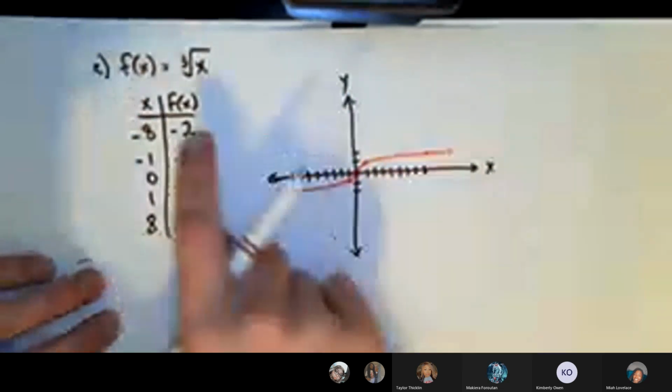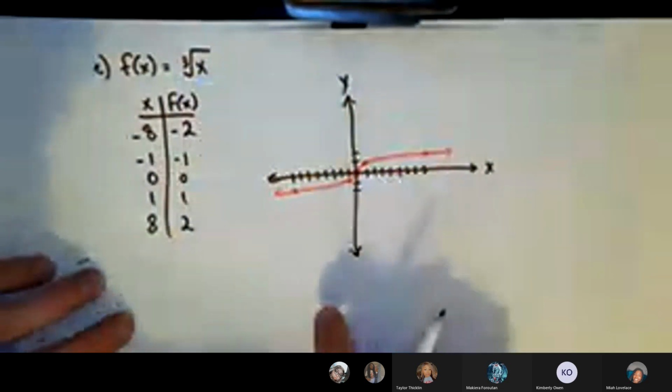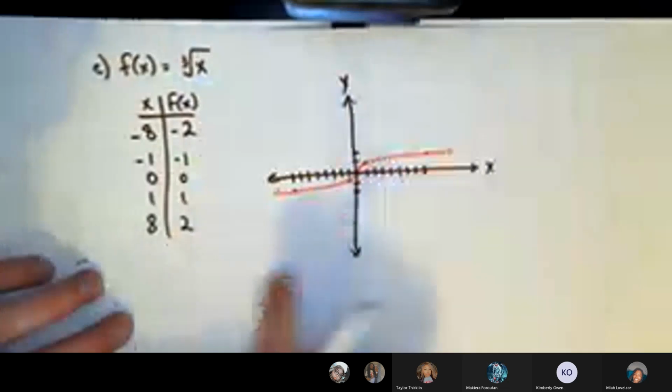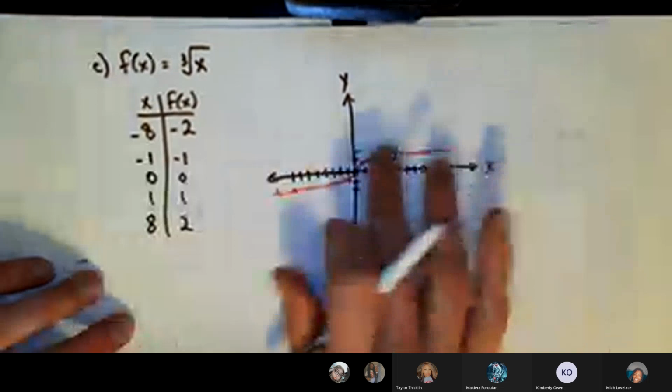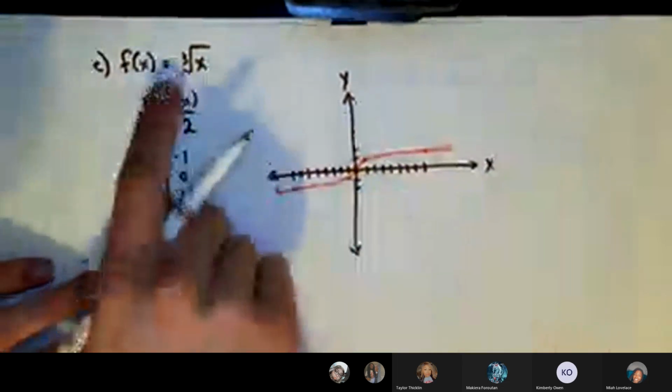Not a cubic graph, I'm sorry, a cube root graph. The general shape of a cubic graph is that x cubed one we did before. This is similar to it, it's just on its side, right? So this is the general shape of a cube root graph.